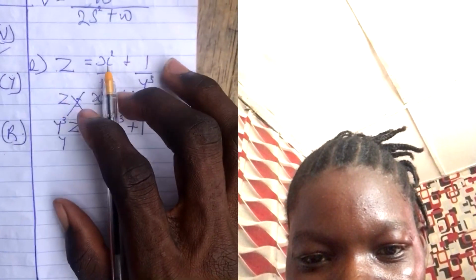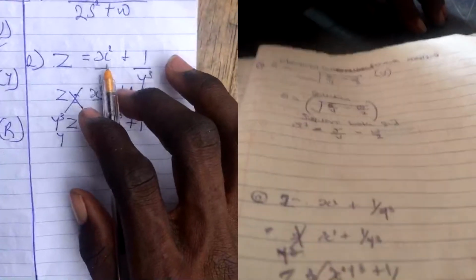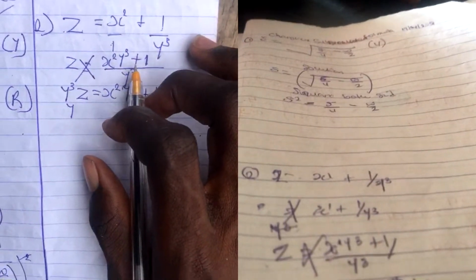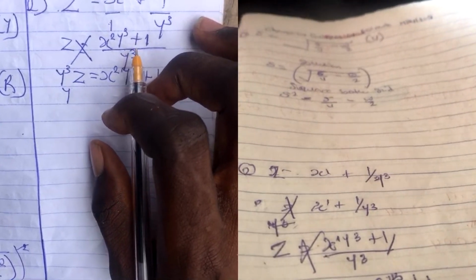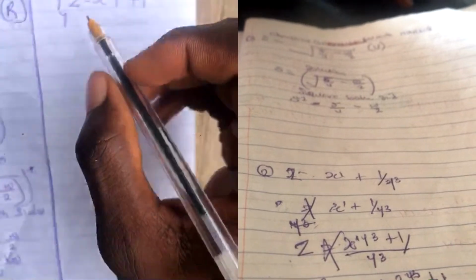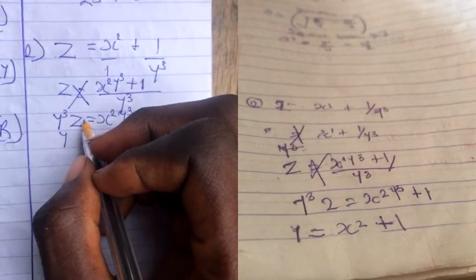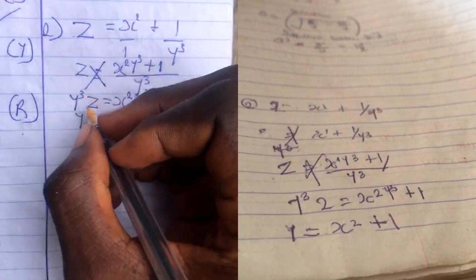Recap. This is the question here: Z equals x squared plus 1 over y cubed. So the first step is I look for the LCM. Okay, that's good. But I did not finish it. So then the next step is what? We will collect like terms.